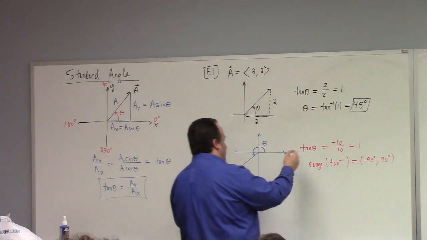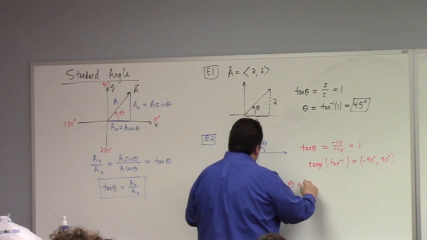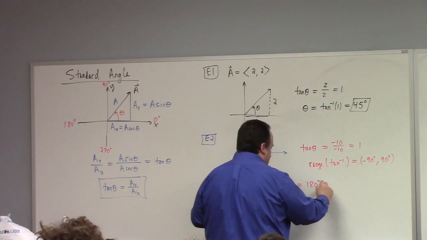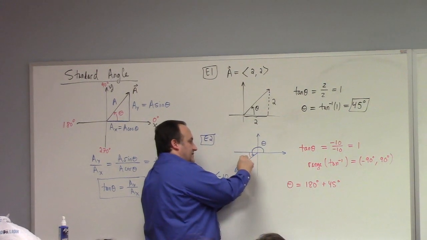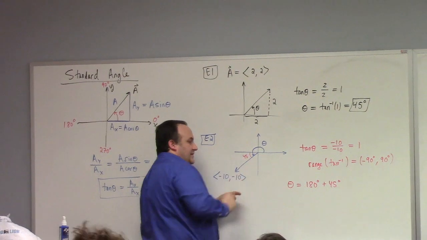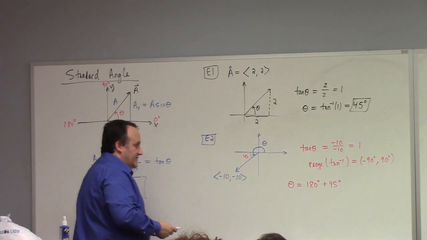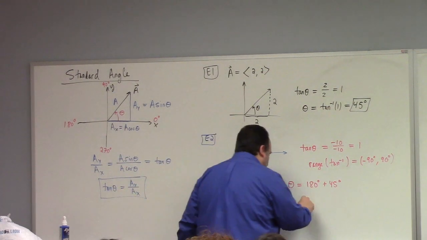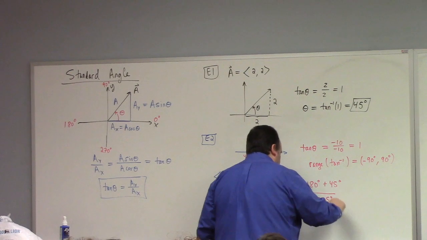So how do you figure it out? You just use common sense here. Basically, theta is equal to, let's see here, 180 degrees plus 45 degrees. See, because this angle is clearly 45, right? So I go 180 and then another 45. So the standard angle in this case is 225 degrees.